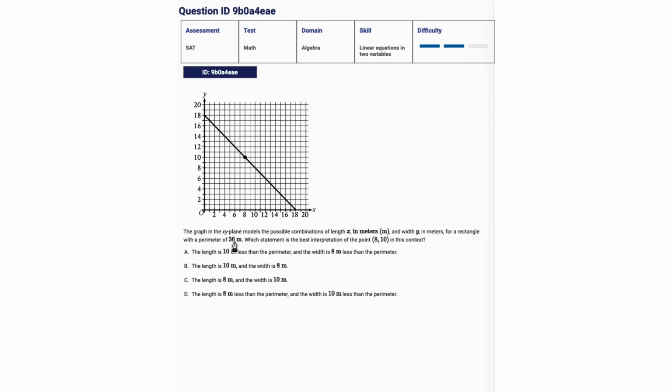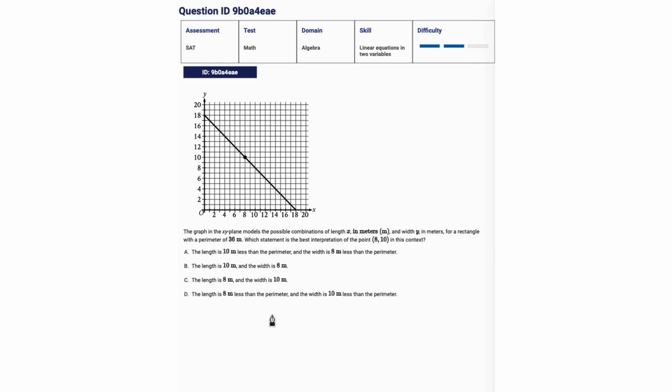The graph in the xy plane models the possible combinations of length x in meters and width y in meters for a rectangle with a perimeter of 36 meters. Which statement is the best interpretation of the point 8, 10 in this context? So we have been given some choices. I'm going to let you pause the video and try to solve it by yourself.